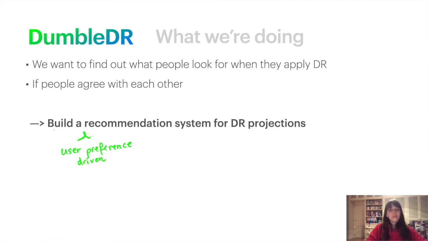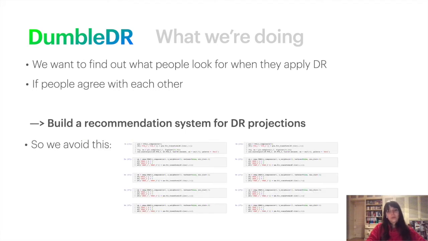So we wanted to find out what people look for when they apply dimensionality reduction as an exploration task, and if people agree with each other when they do this. And if they do, we would like to build a recommendation system for dimensionality reduction projections, so we avoid this manual grid search for the best projection ever.